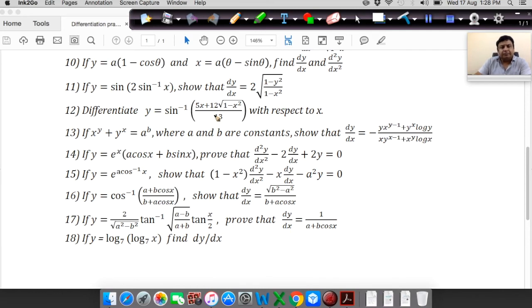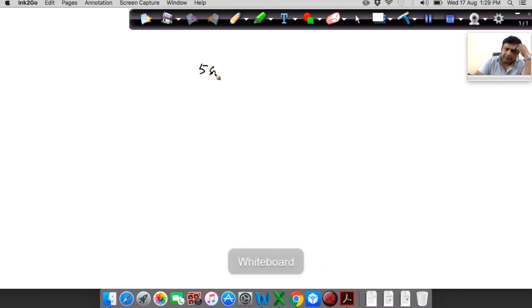In the 12th sum, put x as sine theta. This will convert into 5 sine theta plus 12 cos theta upon 13. If you recall from the inverse trigo video which I made earlier, I have given a similar kind of question there also. 5 sine theta, I am doing only that much, not showing you the whole solution deliberately, plus 12 cos theta upon 13. That upon 13, I will split with both.